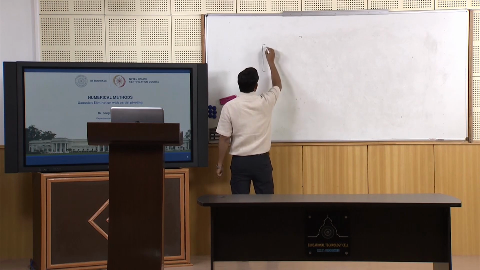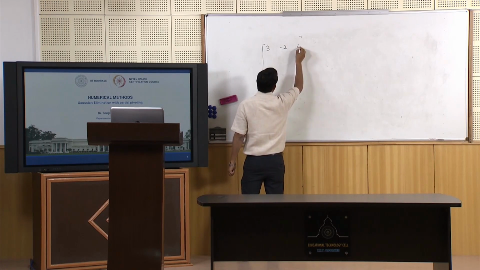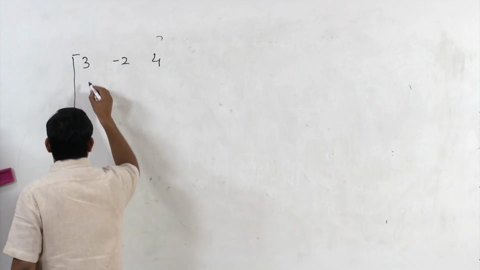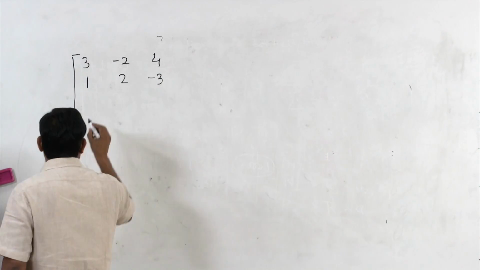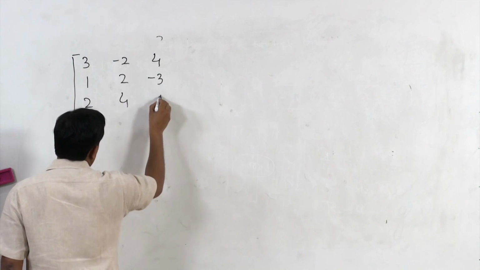Let us take a matrix with 3, minus 2, 4 as the first row, 1, 2, minus 3 as the second row, and 2, 4, 1 as the third row.